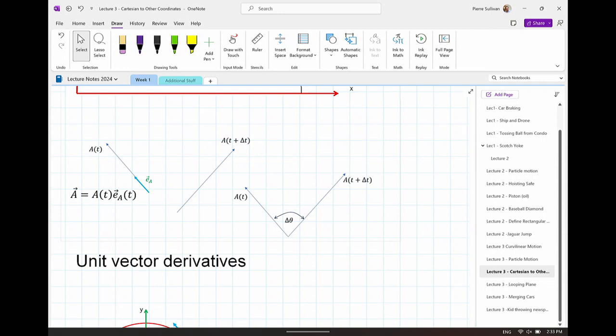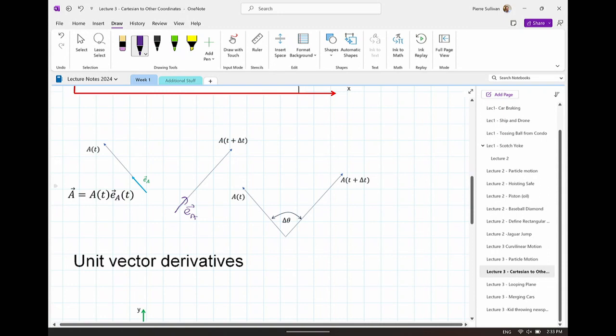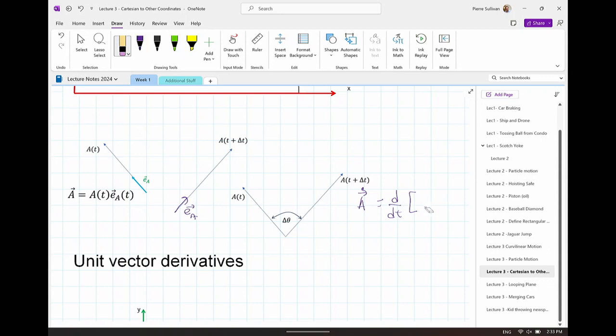E sub a is shown, and it describes the direction. E sub a at this later time also shows the direction, and it's acting in a completely new direction. So if I have a-dot, it becomes d/dt of a e sub a, where a is a function of time and e sub a is a function of time.